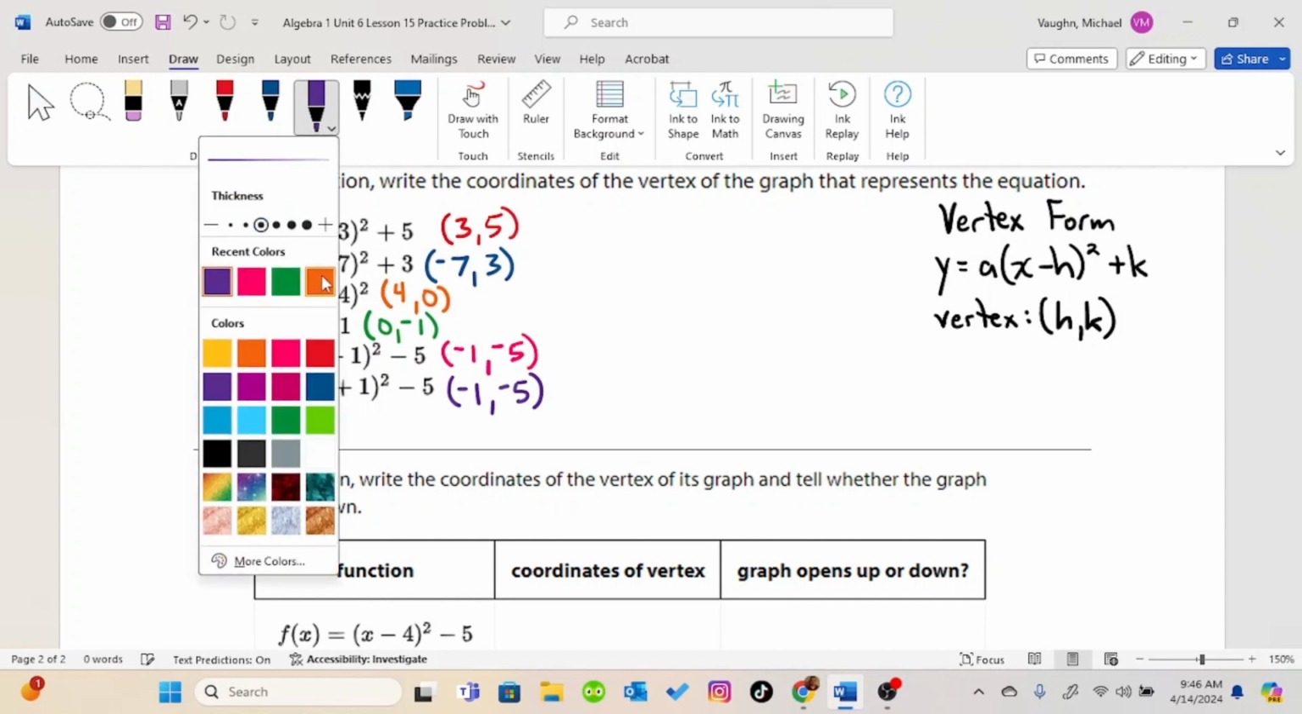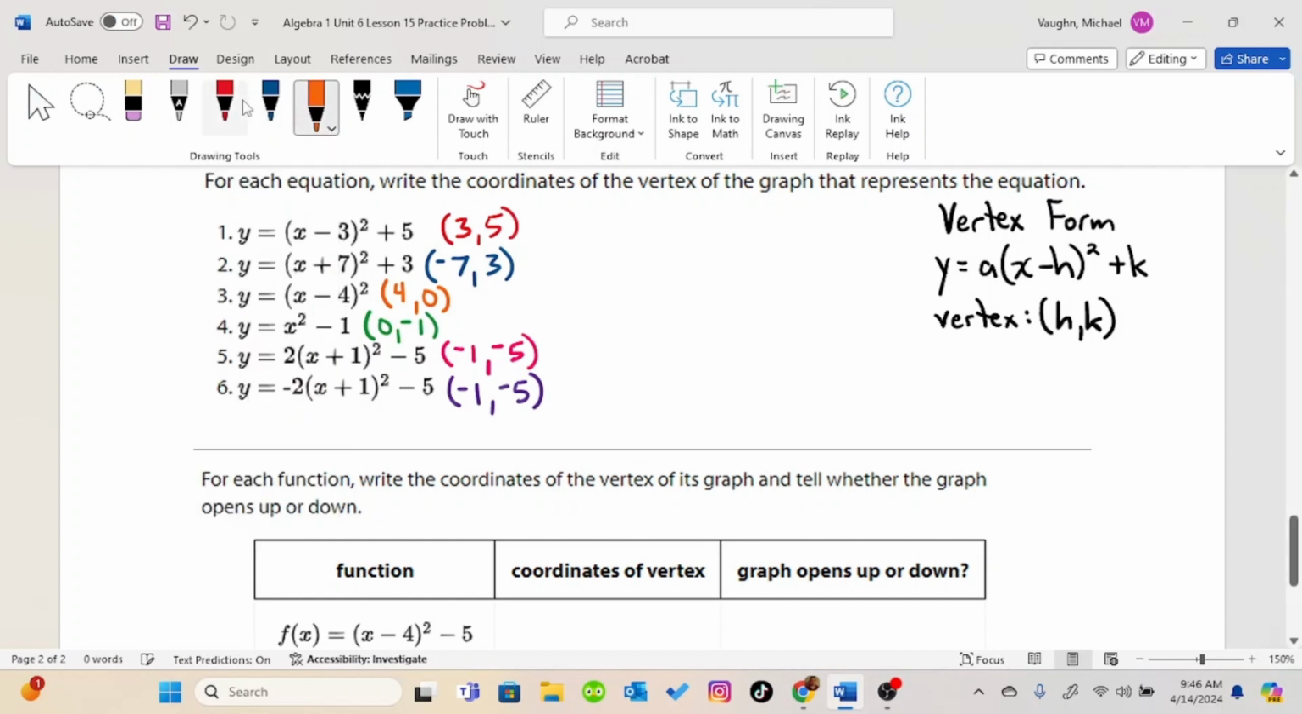If you have any questions about how to identify the coordinates of the vertex from a vertex form quadratic equation, please use class time to ask for further clarification.